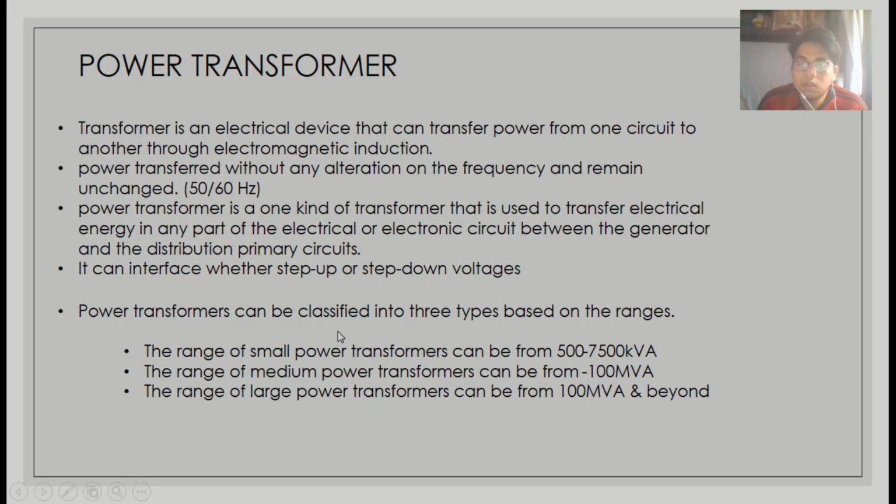Power transformers can be classified into three types based on range. Okay, first we have the small power transformer. It can be from 500 to 7500 kVA. Second is medium power, from 7500 kVA to 100 MVA. And the last one is the large power transformer. It's from 100 MVA and beyond.